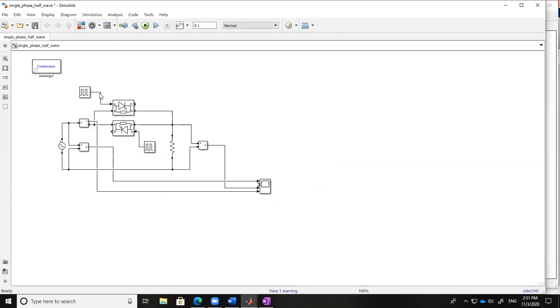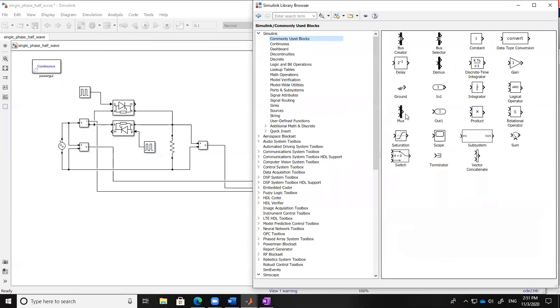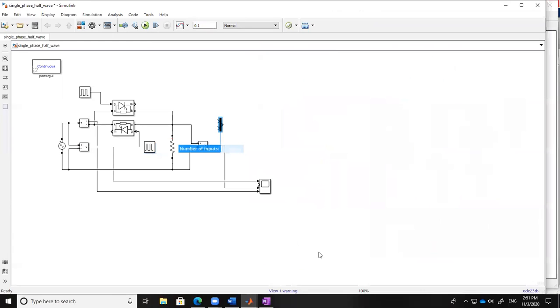And now, okay. Now I want to see both the pulses in the same window. So what I will do, I will go to commonly used blocks and multiplexer. Yes.